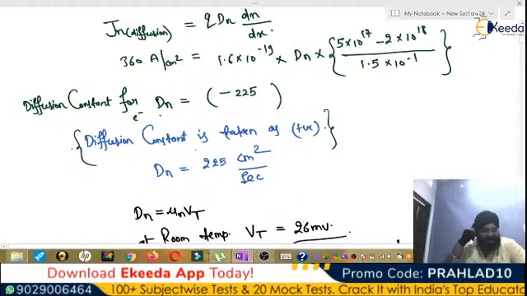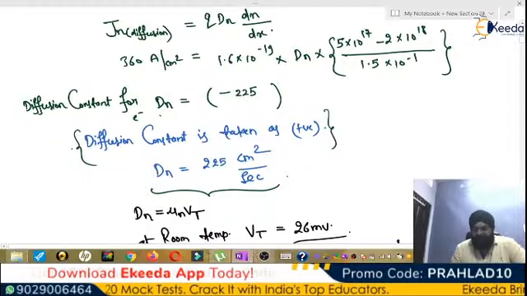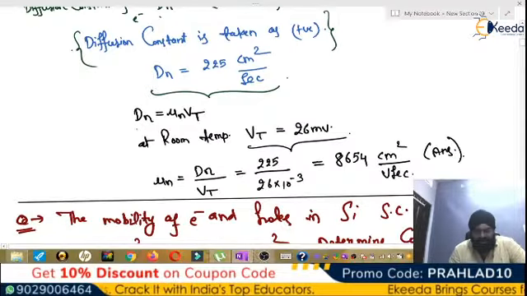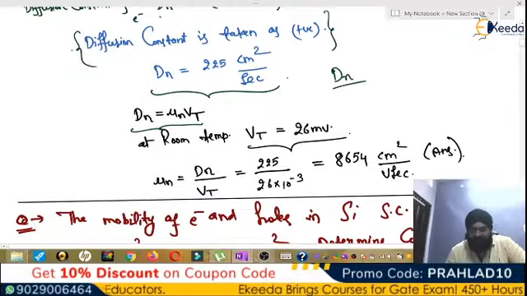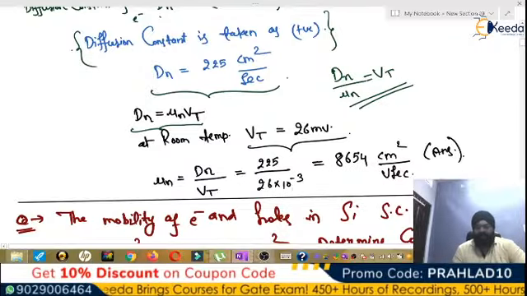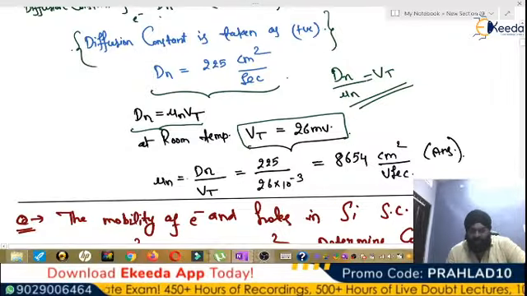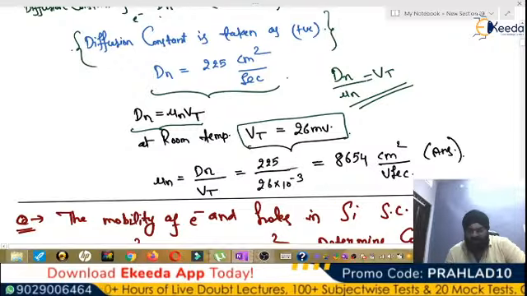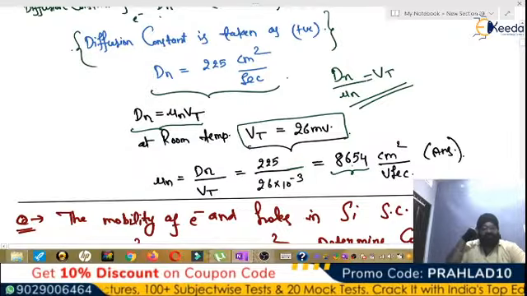Diffusion constant is taken as a positive number, so it is 225 centimeter square per second. And diffusion constant is mobility into Vt. As we know the formula, Dn by mu n is equal to Vt. So Vt is 26 millivolt, so mu n is Dn by Vt. Dn is 225 divided by Vt, which is 26 into 10 raised to power minus 3. So this answer is 8654 centimeter square per volt second.